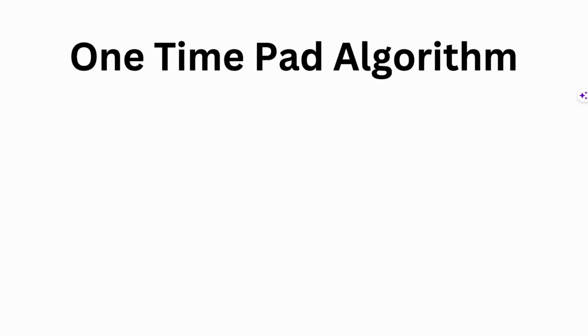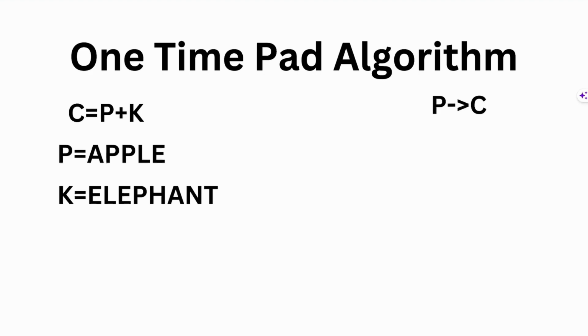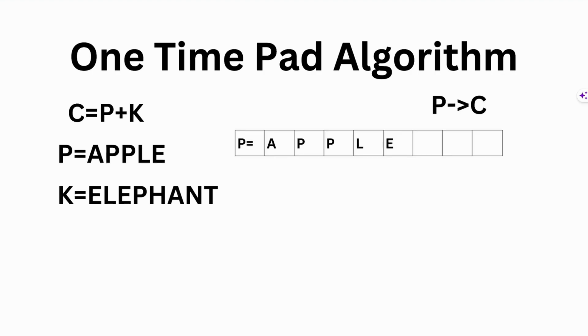So first of all, we need to convert plain text to ciphertext. That's why we need an equation. The equation is C is equal to P plus K, and my plain text is apple and the key value is elephant, and now we need to convert it. That's why I write it down.